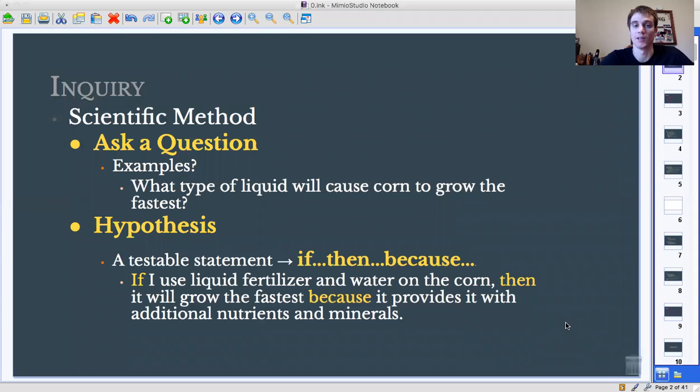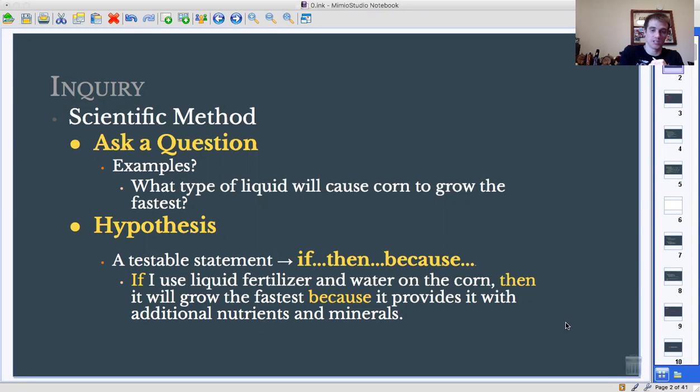So we're going to look at how experiments are set up and the different things that are required to do so. When we are setting up an experiment, the first thing you need to do before you ever run an experiment is you need to have a hypothesis. You need to have something that you are testing. And so a hypothesis is a testable statement that is written as an if-then statement.